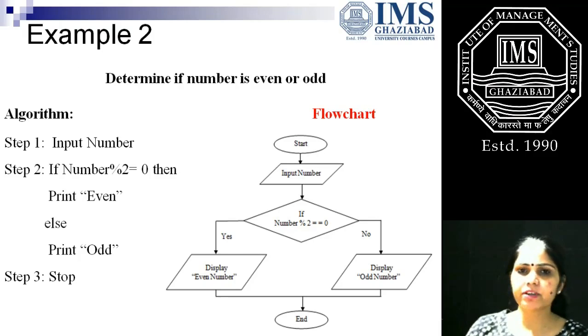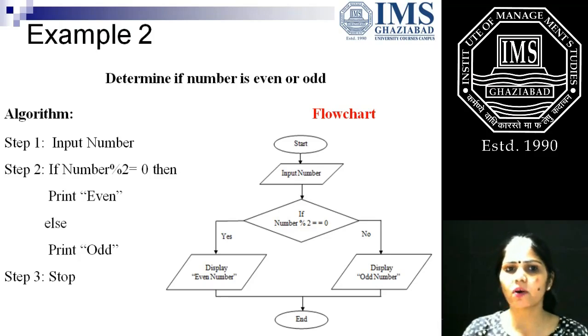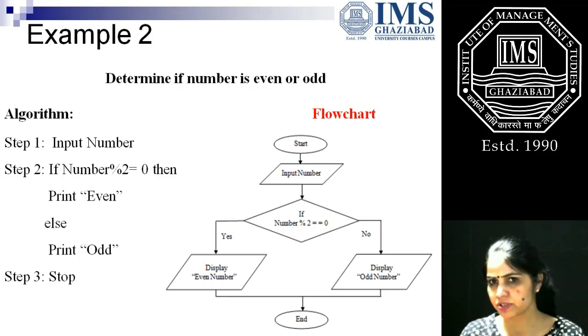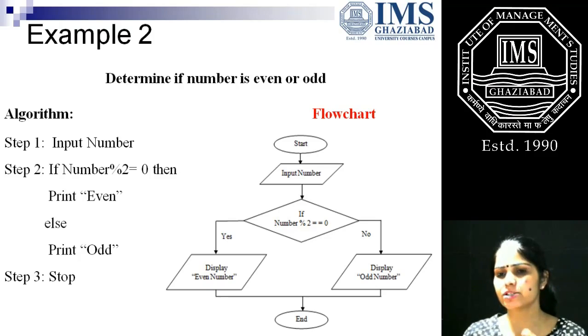Second example, here we would be determining if the number is even or odd. So first let us see the algorithm. We have input a number, and in step number 2 we check if the number is divisible by 2, then we have to print even, else we would be printing odd, and that's it. Stop. So in the flowchart we have the start, then we input the number, and whatever number we get, we direct it into a decision box. Here it is checked whether the number is divisible by 2 or not.